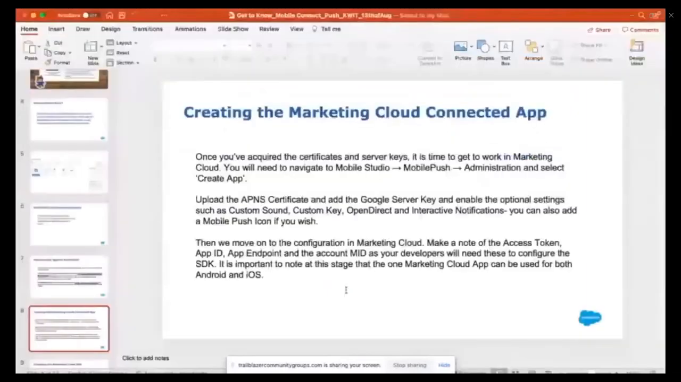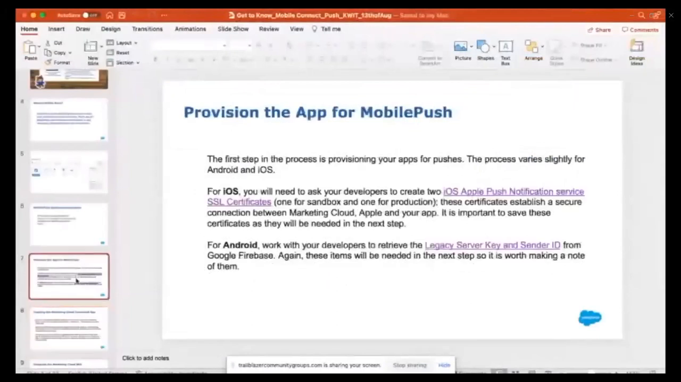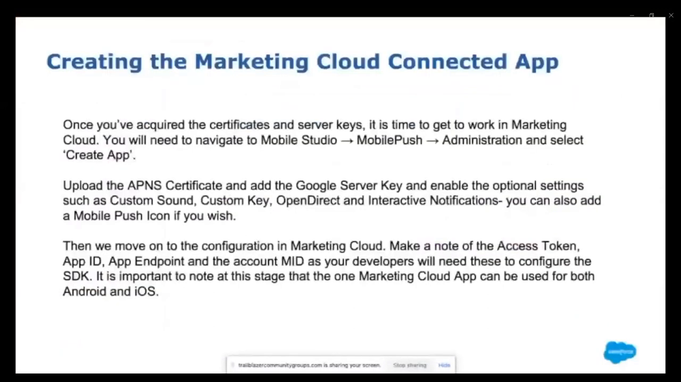So what is essentially going to happen is, once the provisioning of the app has been done, you have the ability to go and create an application. You can create an app with Mobile Studio. You can go to Mobile Studio, Mobile Push, right? There's an administration panel where you can select Create App.